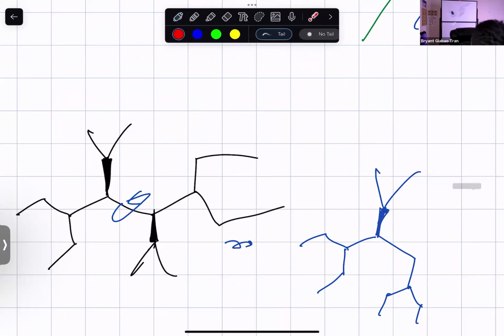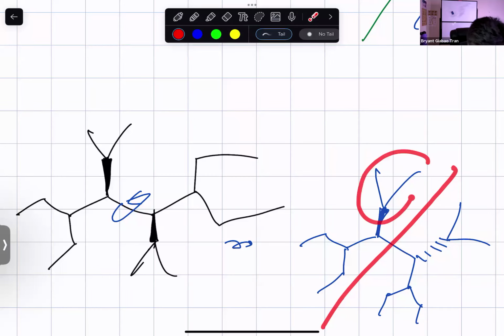But when we swap these two groups right here, that wedge gets inverted to a dash. And because that's a dash, there's no plane of symmetry anymore. That is no longer a plane of symmetry because this isopropyl group is facing up towards us, and this isopropyl group on the other side is facing down away from us. No more plane of symmetry. So you have to be careful here, right?